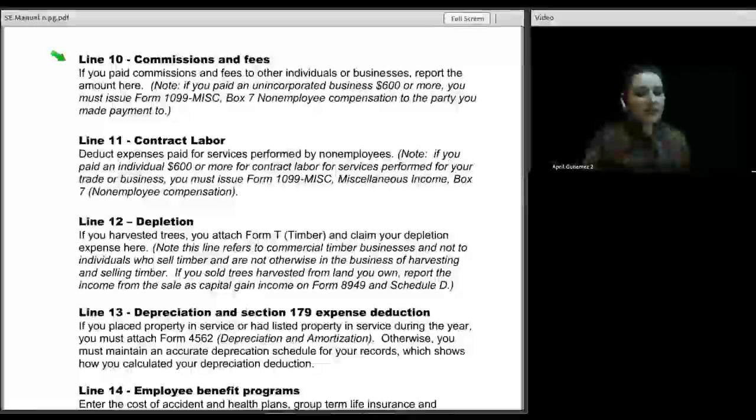Commissions and fees. If you paid commissions and fees to other individuals or businesses, you report the amount here. Note that if you paid an unincorporated business $600 or more, you will need to issue a Form 1099 miscellaneous. And the same thing goes for line 11 of Schedule C with contract labor. On the contract labor line, you will enter expenses or claim a deduction for expenses paid for services performed by non-employees. And again, if you did not pay them with a credit card and they are not incorporated and you paid them more than $600, you need to issue them a 1099.